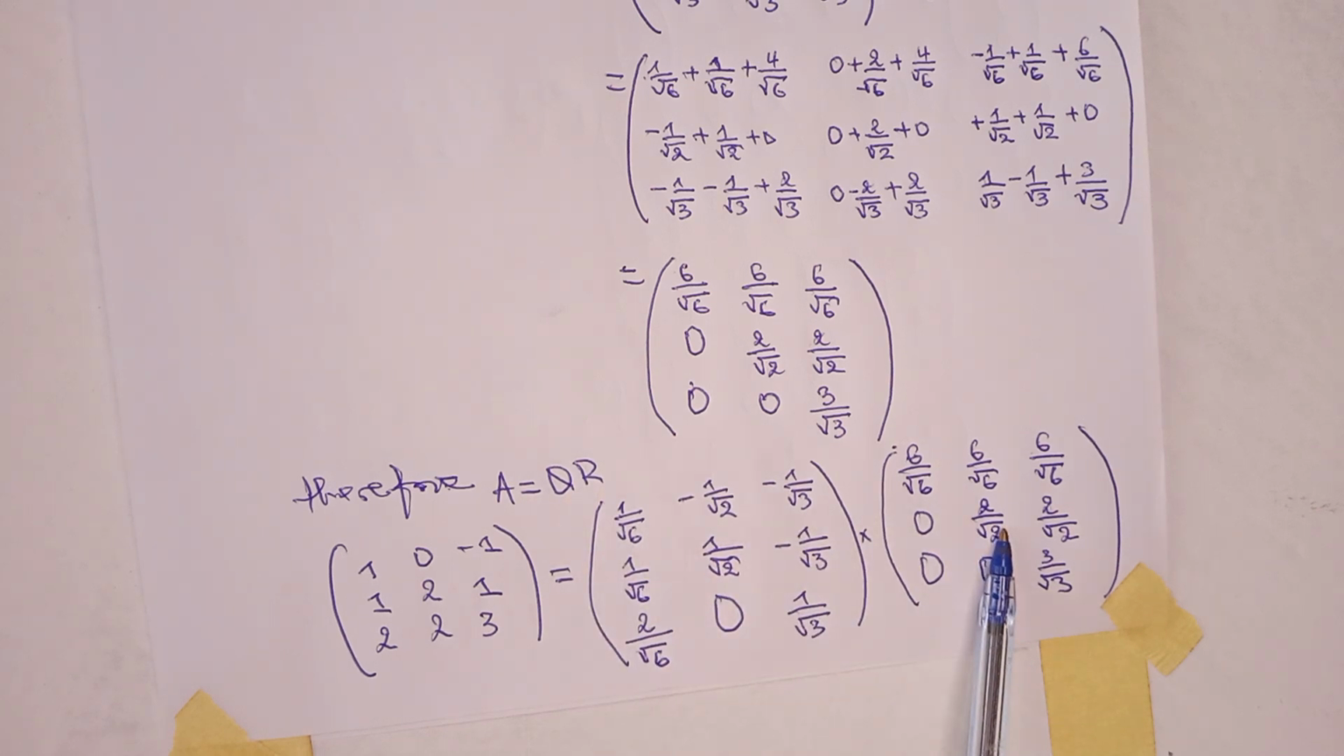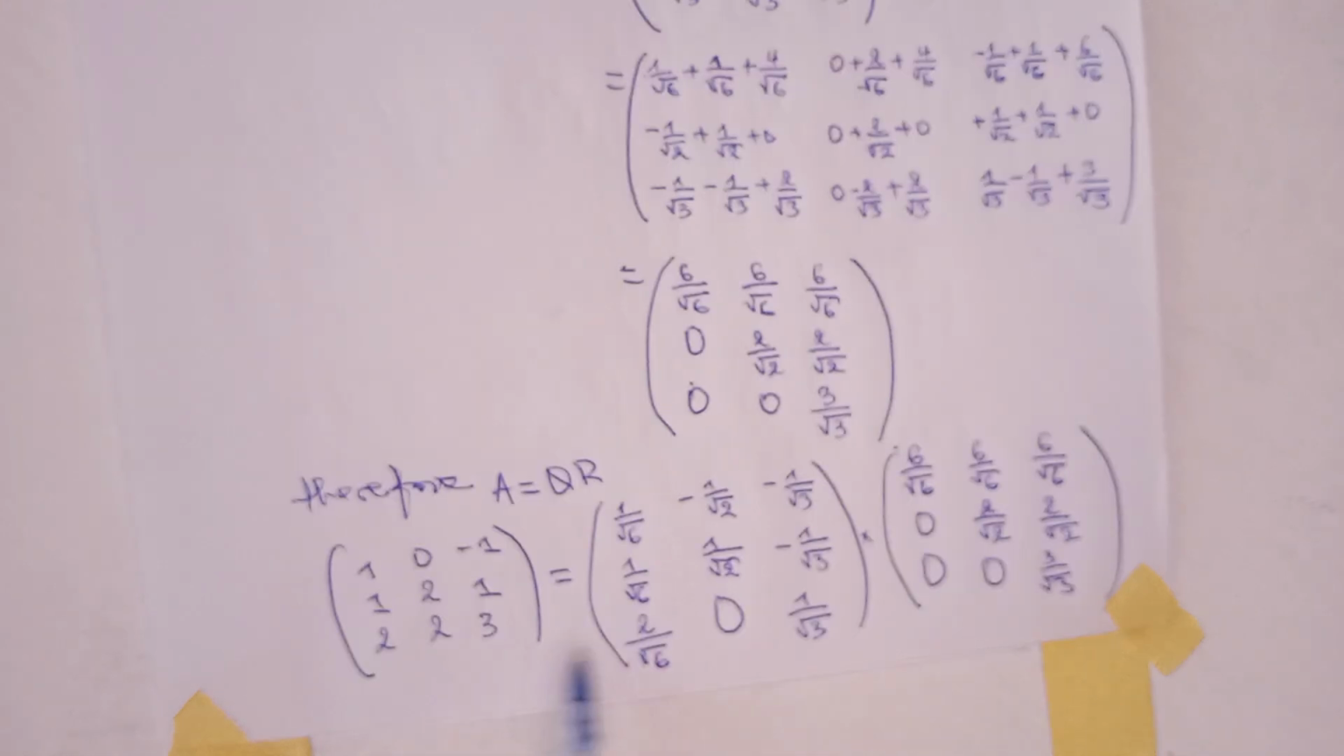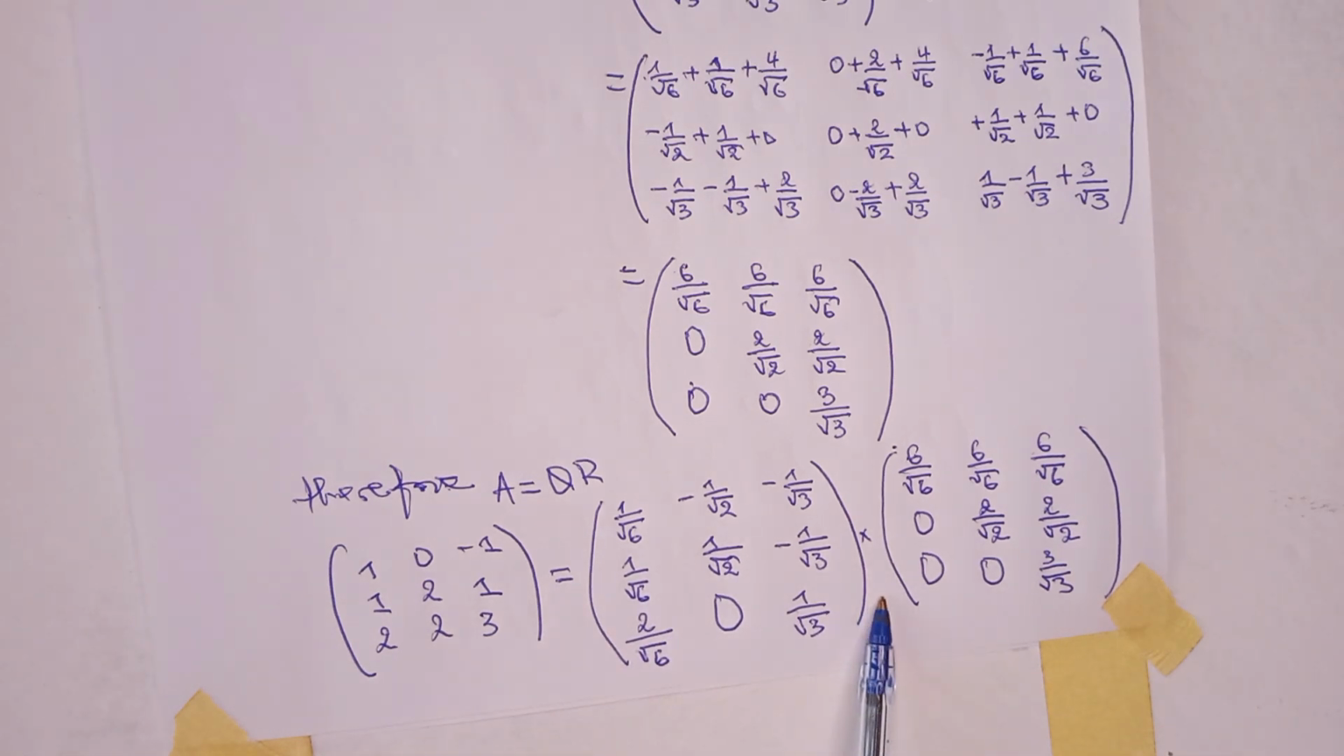This is how you factorize a matrix into the QR system. If you multiply this matrix Q by this R, you will at the end get your matrix A. So therefore, matrix A has already been decomposed into QR.